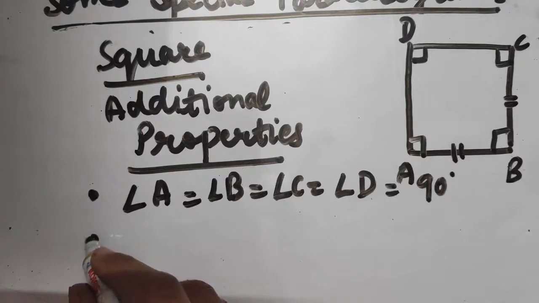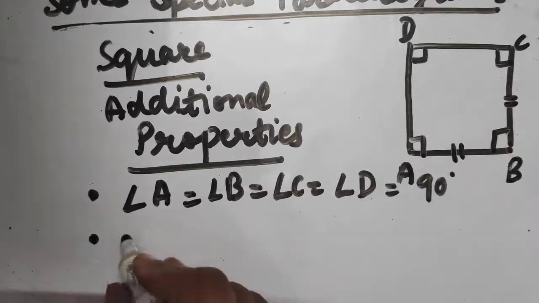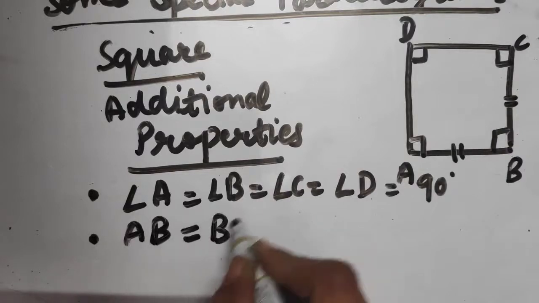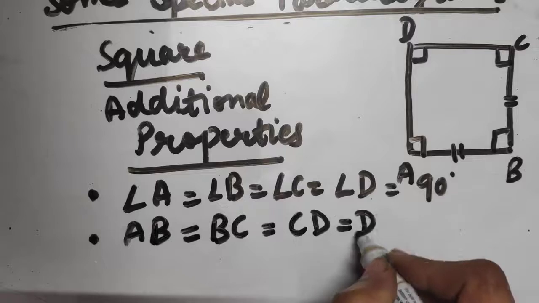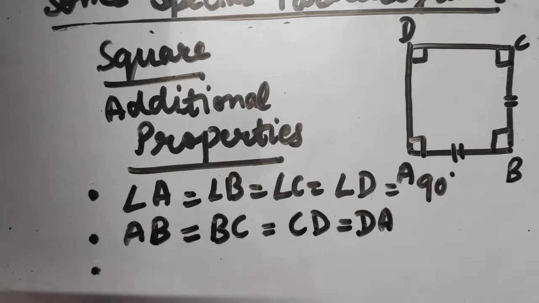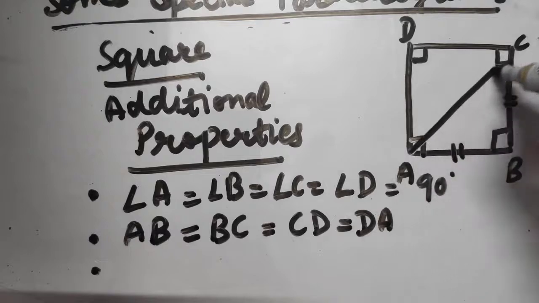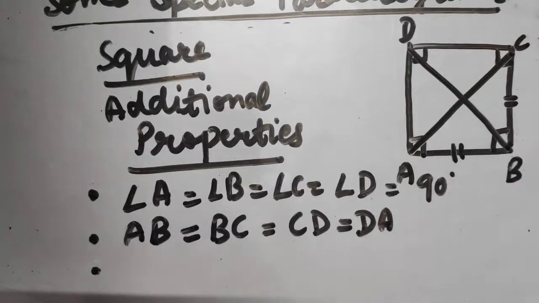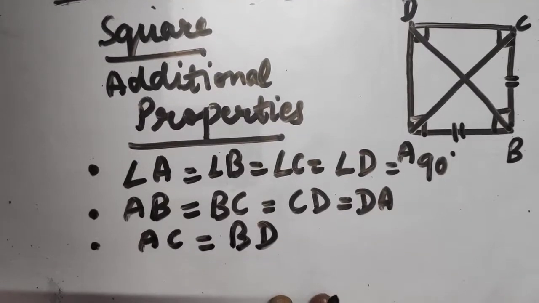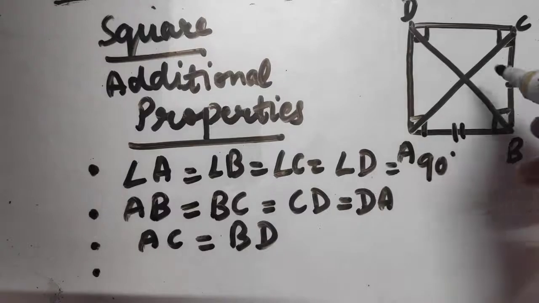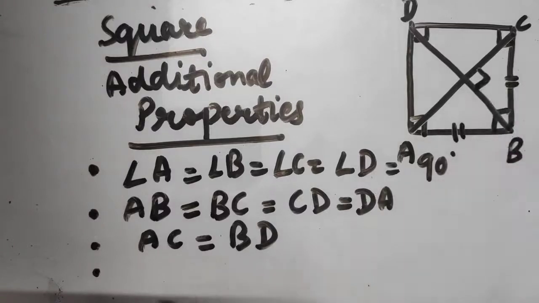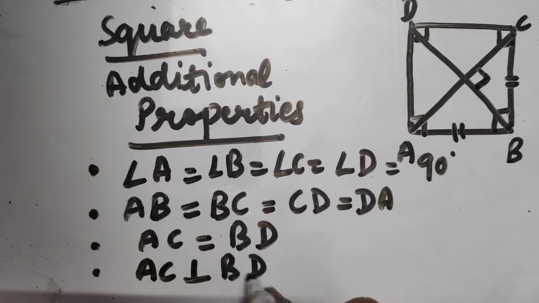Second property states all the sides of a square are equal. It means AB is equal to BC is equal to CD is equal to DA. Now the third property, the diagonals of a square are equal. It means diagonal AC is equal to diagonal BD. And then we have the next property. The diagonals of a square are perpendicular bisectors of one another. That is, diagonal AC is perpendicular to BD.